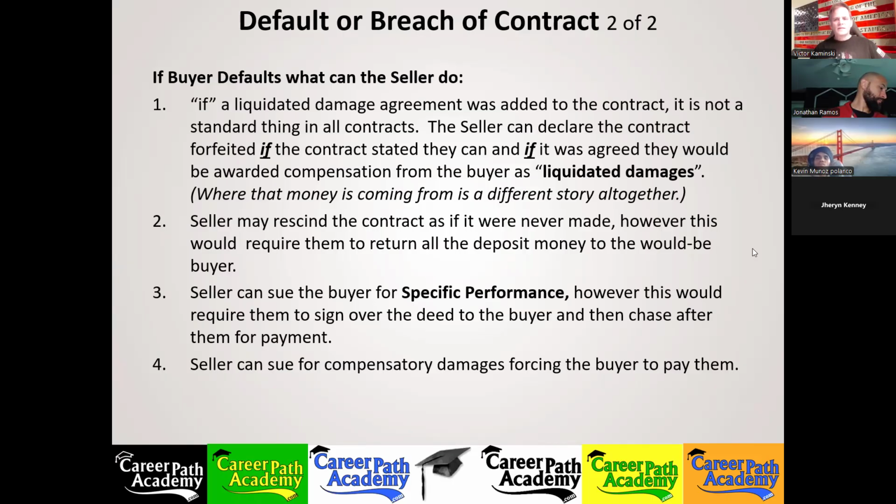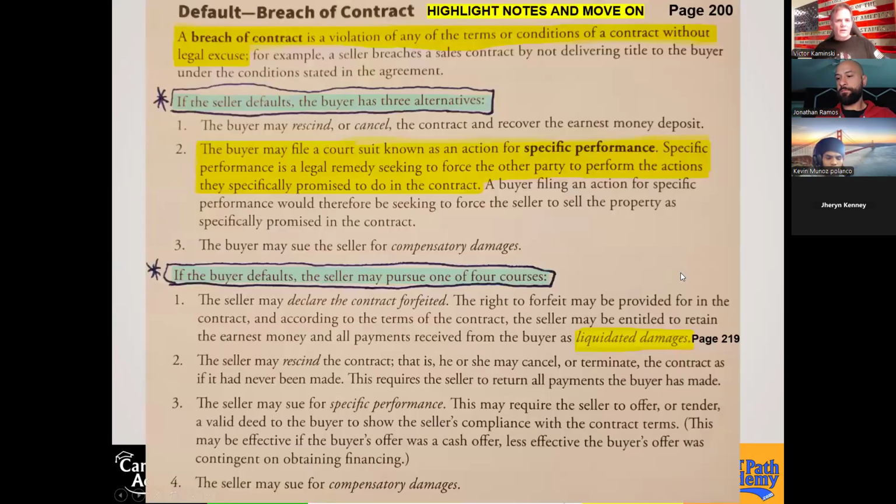Okay. Just to give you an idea what happens in contracts, when we have deals that sometimes fall apart, what can happen? There could be legal consequences to one of the parties, and we should be able to explain to them what could happen if you do this or if you do that. All right, so let's do the highlights now in the book pertaining to all of this stuff.